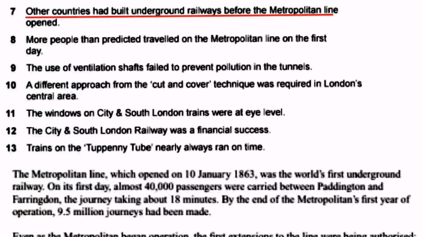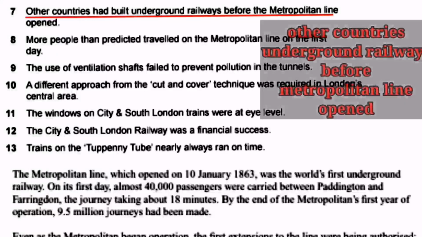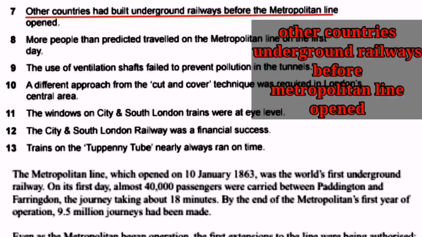And if we do not find any kind of information about the opening of the Metropolitan Line in reading passage 1, then the statement is not given. And the keywords are other countries, underground railways, before. Before is the main keyword to find the answer of question number 7. Metropolitan Line and opened are also keywords. So we can find our answer in the passage where these words are written.